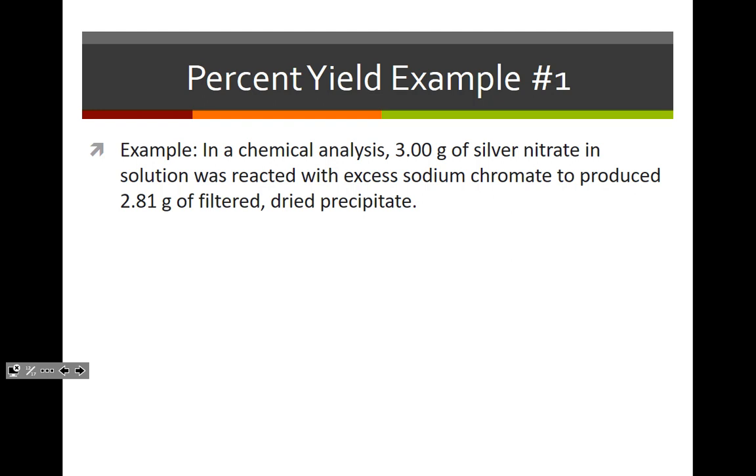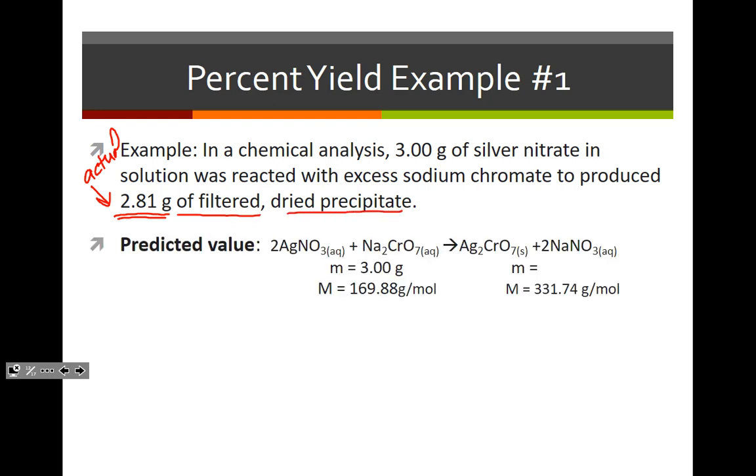So let's take a look at an example, because at the end of the day, kiddos, there isn't a lot of theory. The theory just is take a look at what you have, compare it to what you should have, okay? So here's an example. In a chemical analysis, 3 grams of silver nitrate in solution was reacted with excess sodium chromate, and it produced 2.81 grams of filtered dried precipitate. So this is what was produced. Okay, this is your actual, because it's telling you that it produced 2.81 grams of filtered dried precipitate.